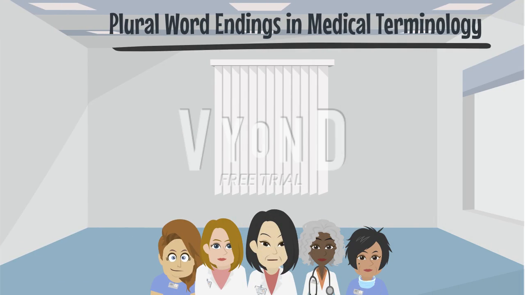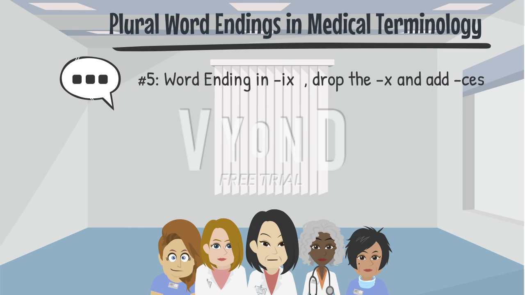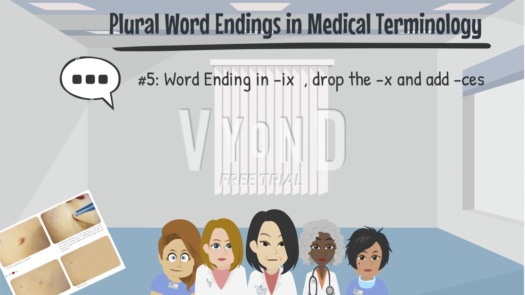The next one is number 5, words ending in IX. When the singular form of the word ends with IX, drop the X and add CES. For example, appendix, appendices.